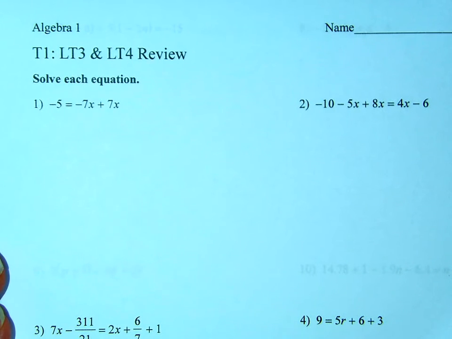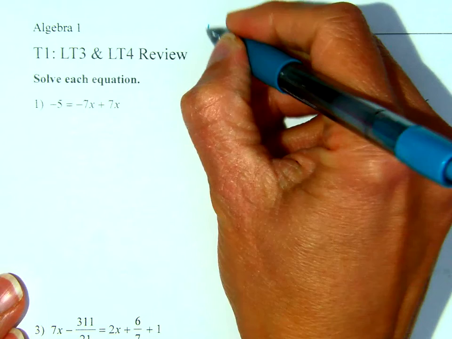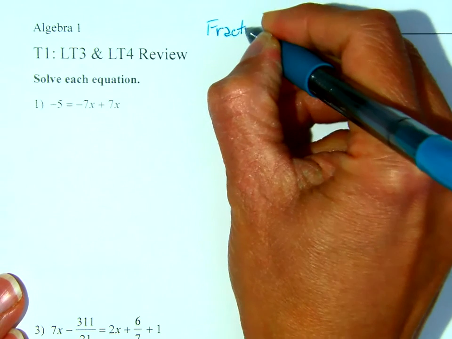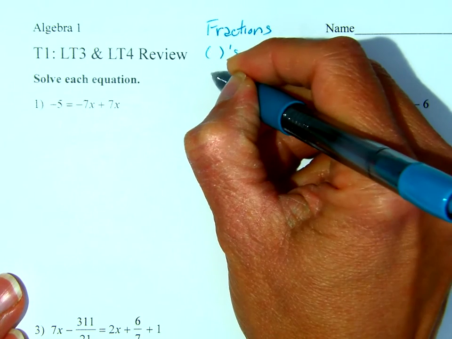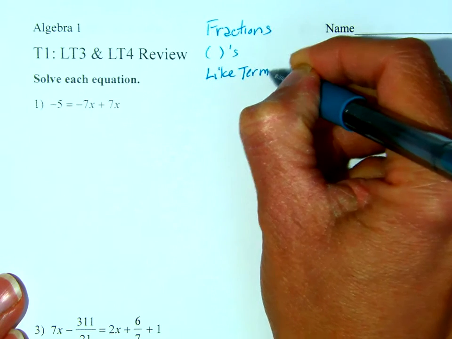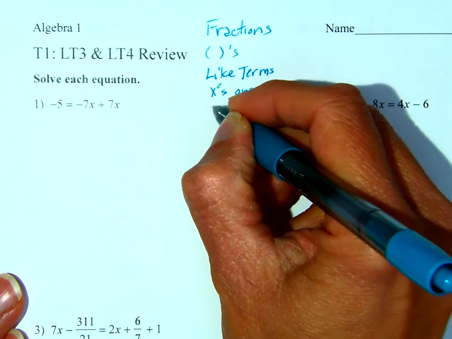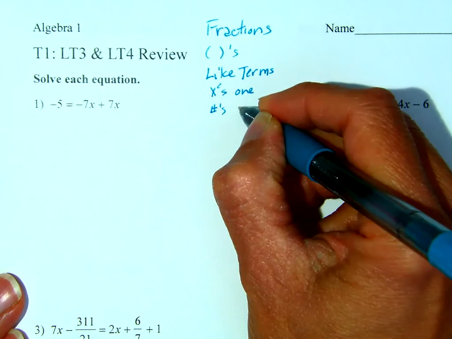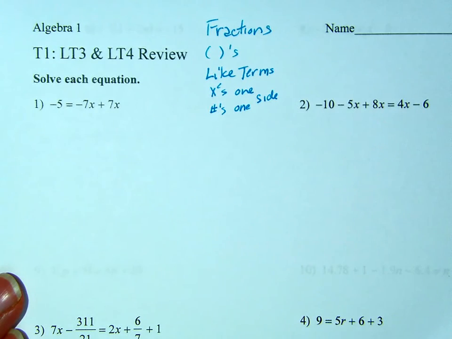So, this is just like your review that you had in class, just a little bit different problems. So let's take number 1. Remember, we have steps, right? We check for fractions, we check for parentheses, and then we get like terms together, and that's on each side. And then we get the x's on one side, and we get the numbers on one side, constants. And then we divide by the coefficient.